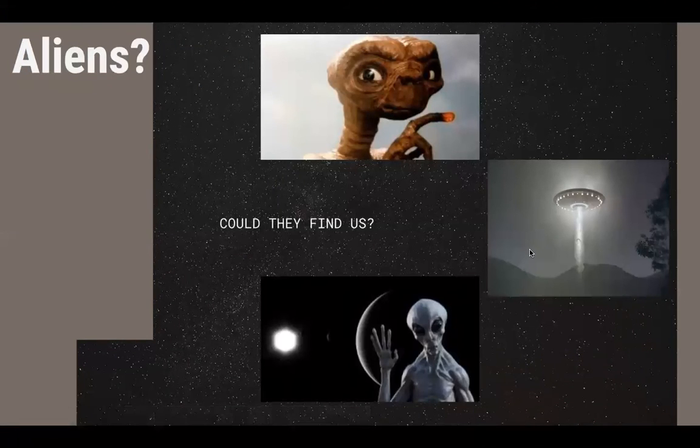Now for the fun stuff. Aliens. If an alien were observing the solar system to discover planets, what would they be able to find? Which planets are easiest to discover? What kind of observations are needed? Most importantly, could they find us?